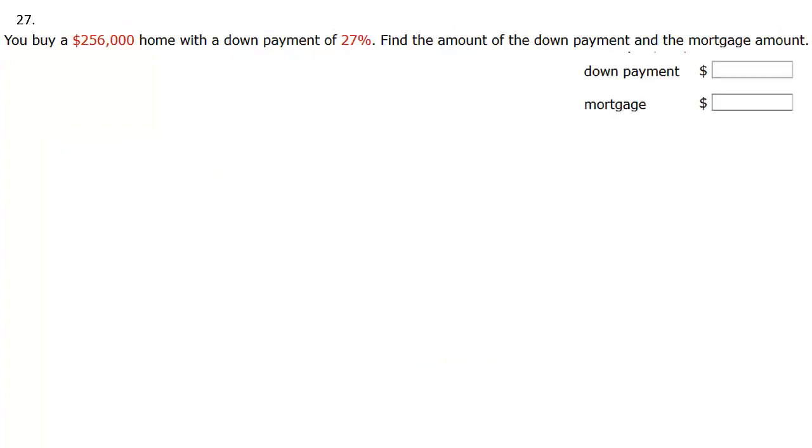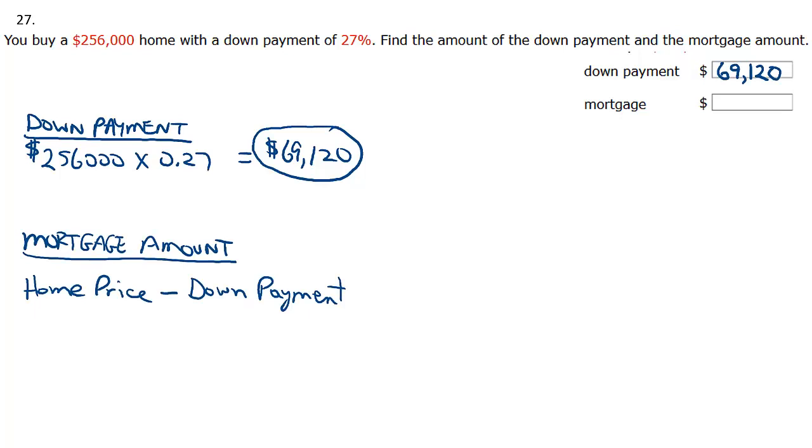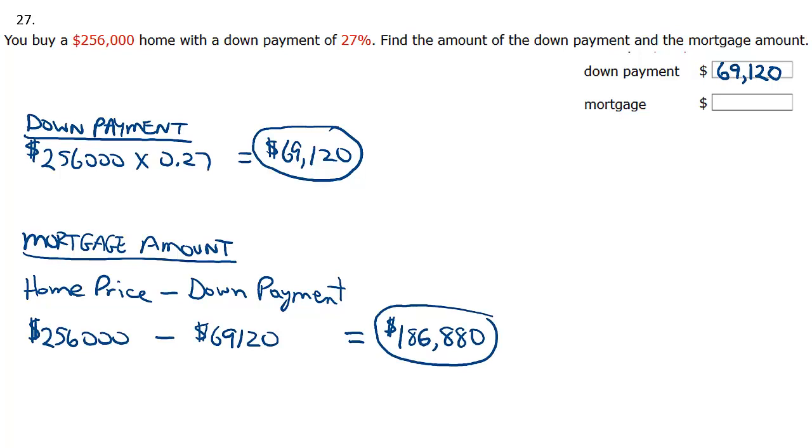Number 27. If you buy a $256,000 home with a down payment of 27%, find the amount of the down payment and the mortgage amount. The down payment was given to be 27% of the purchase price, so you take 27%, which is 0.27, times the purchase price, which is $256,000, and you'll end up with a down payment of $69,120. So the mortgage amount is just the home price minus the down payment. So that's $256,000 minus $69,120. So the mortgage amount is $168,880. That's the amount of the mortgage.